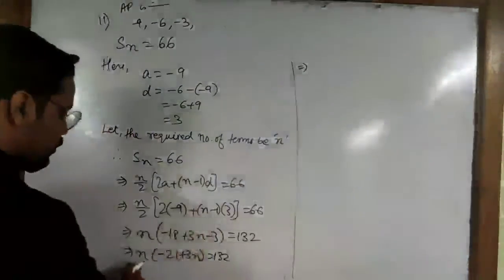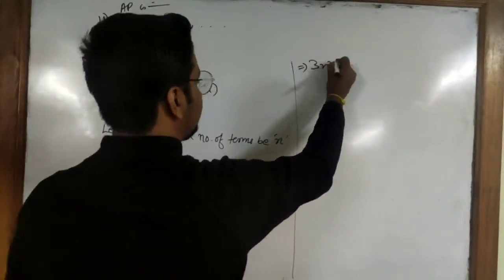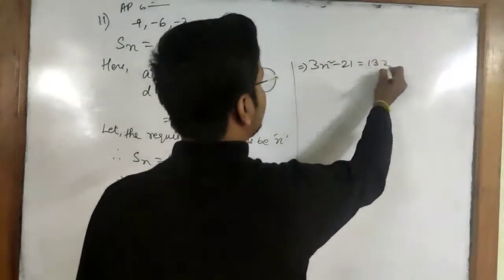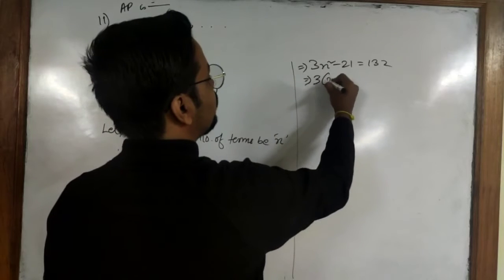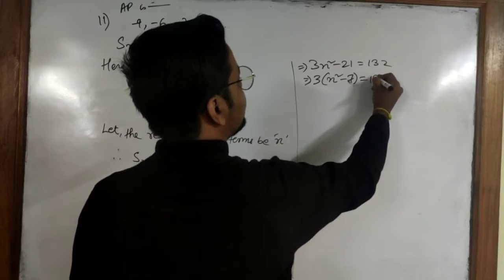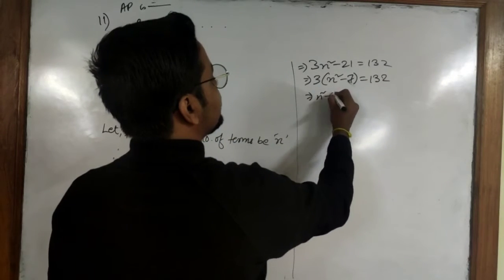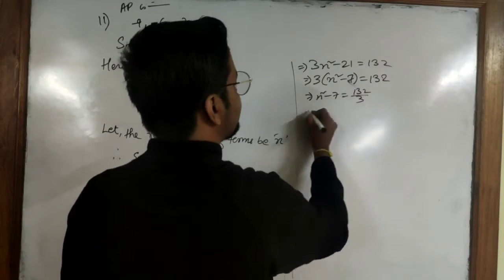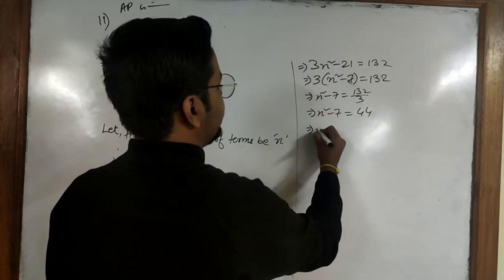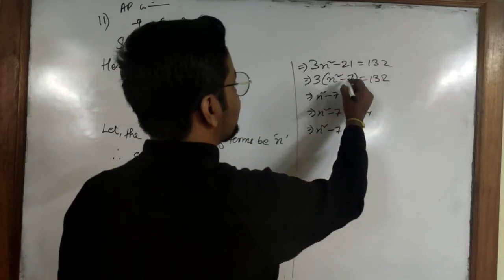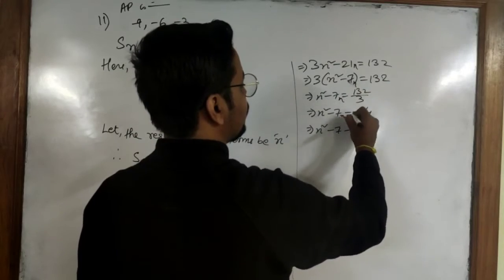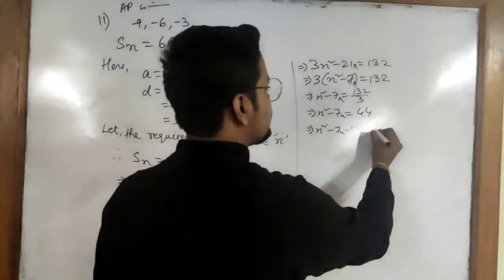So if I break the bracket now, n into 3n gives 3n square, n into minus 21 is minus 21n, equal to 132. Let's take 3 common. It becomes n square minus 7n equal to 132 by 3, which is 44. So n square minus 7n minus 44 is equal to 0.